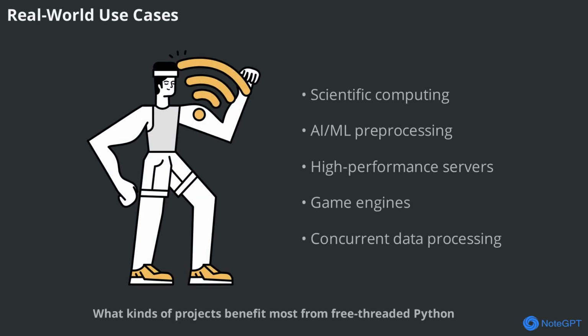What kinds of projects benefit most from free-threaded Python? Think about scientific computing, AI and machine learning preprocessing, high-performance web servers, game engines, and background data processing. Libraries like NumPy, TensorFlow, and Pandas can now take full advantage of all CPU cores. Even web frameworks like Django and FastAPI could see big speed boosts for certain workloads. If your app does a lot of number crunching, this update is for you.